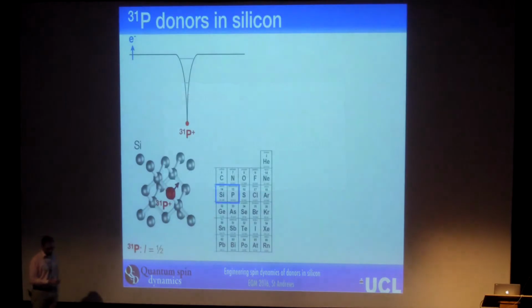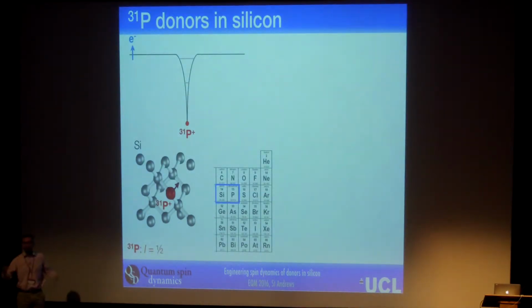Okay, so first of all, I'll begin by talking about phosphorus, this most commonly studied and perhaps simplest donor in silicon. It's substitutional, so we take a lattice of silicon, we replace one of these atoms with phosphorus. Phosphorus has a nuclear spin of 1/2, which is useful, and this is what the conventional semiconductor industry does, so that this extra electron can exist in the conduction band.